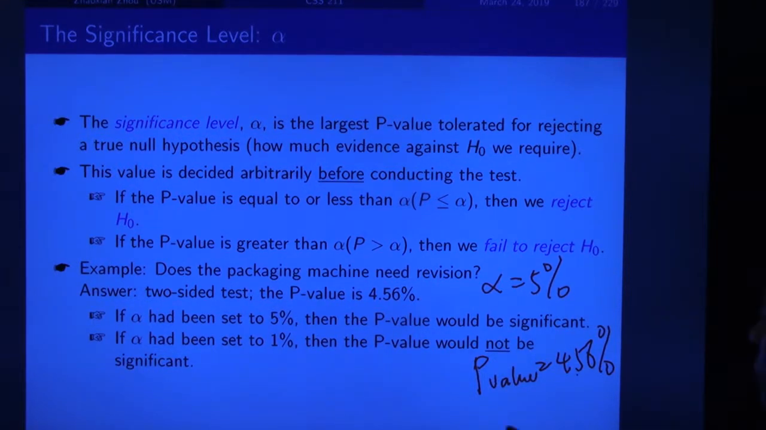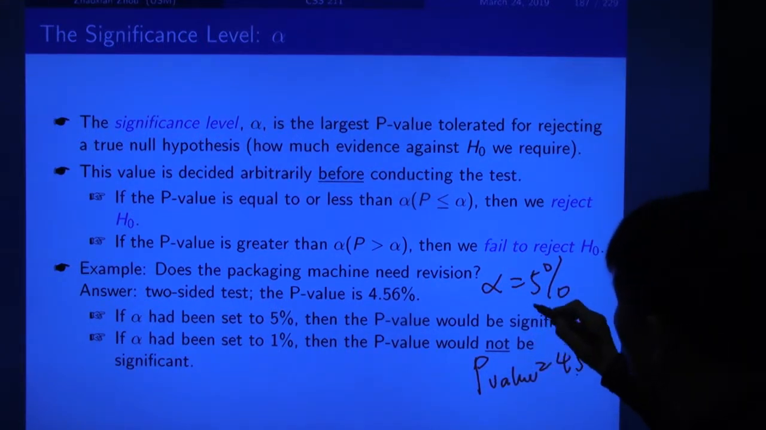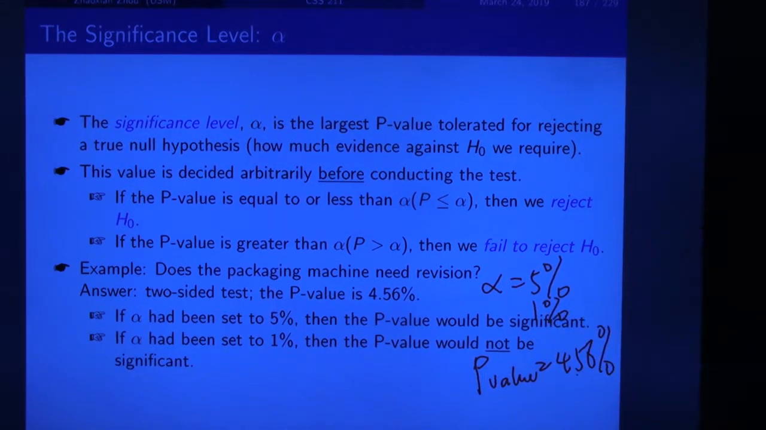How about if, before you do this experiment, I choose alpha equals 1%? Then for the same experiment, you'll get the same p-value, 4.56%. And this one is greater than the significance level alpha. That means this is not significant, which means we do not need to recalibrate the machine. That is possible.